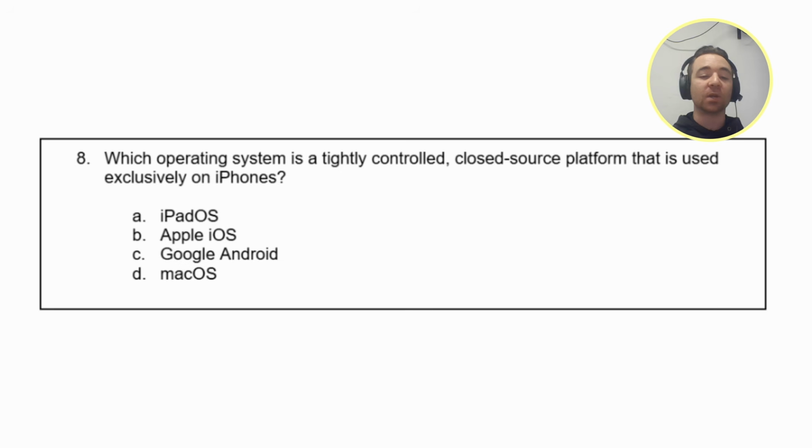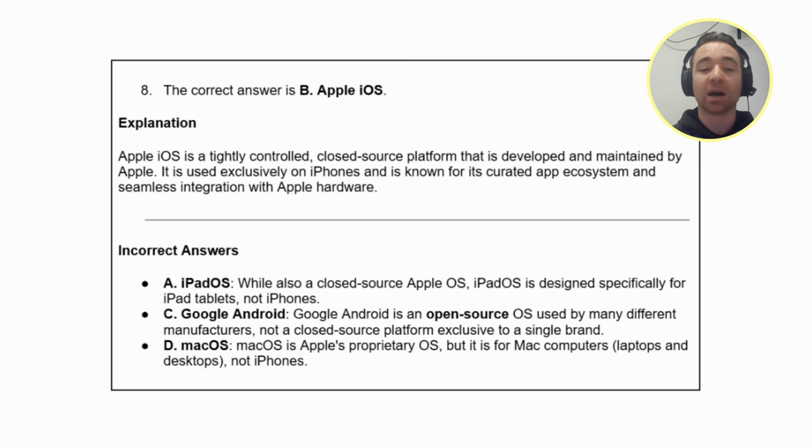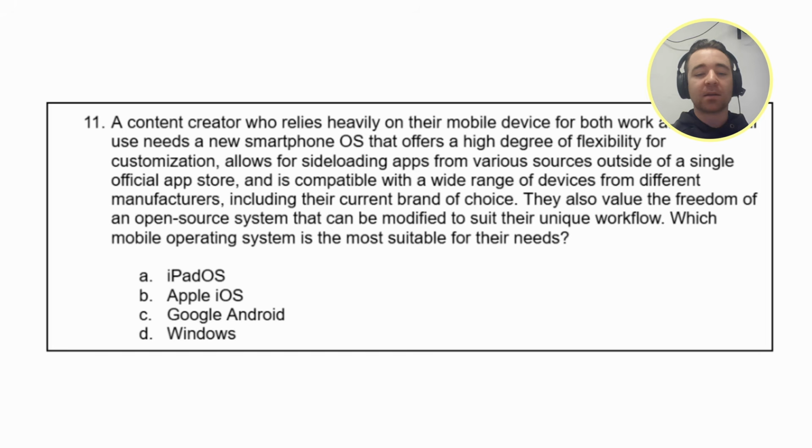Pause the video if you need more time. I doubt that you do though. The answer coming in 3, 2, 1. The answer is, of course, Apple iOS. If we're looking for an operating system on an iPhone, it is going to be Apple iOS. Pause and read this if you want, but we just talked about all this. So pause and read if you want to, but I'm going to keep it moving because we have another question.